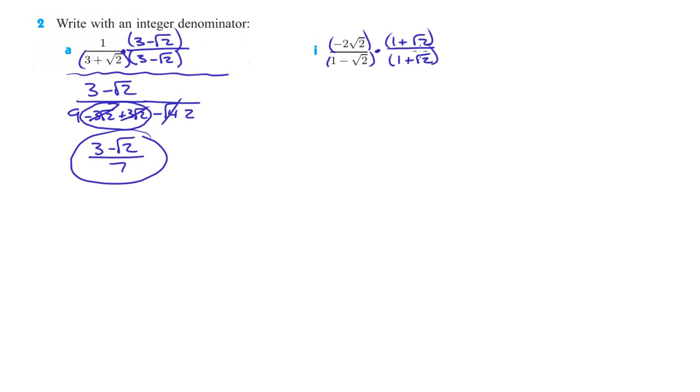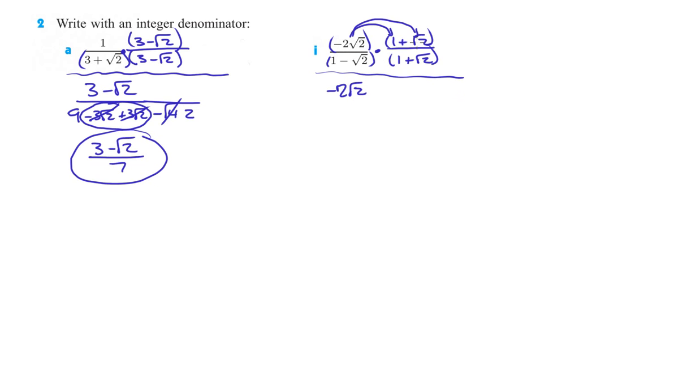Okay, and then we're going to multiply these out here. All right, so we're going to take this times both of these here. So negative 2 root 2 times 1 is negative 2 root 2.